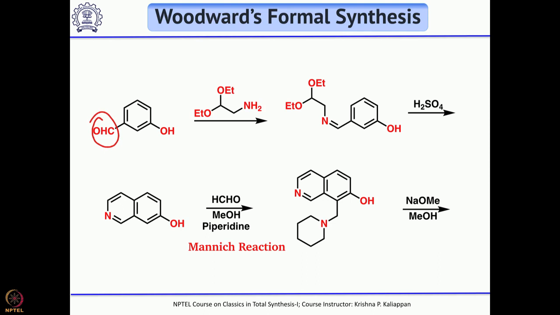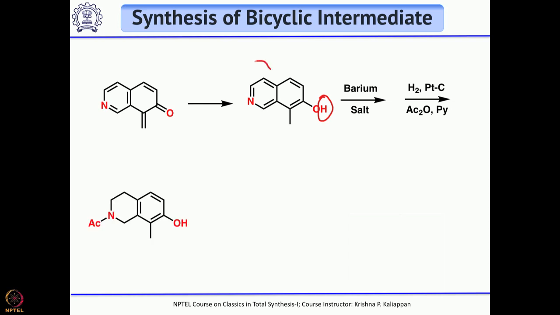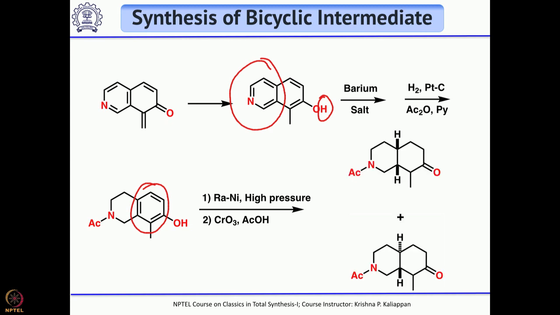Then you treat with sodium ethoxide and methanol, you get this, and that was converted into the corresponding methyl hydroxyisoquinoline. This on treatment with barium salt. So, basically you deprotonate the acidic phenolic proton, then you do the hydrogenation. When you do the hydrogenation, it takes place at the pyridine aromatic ring. Then you do the next step, that is high pressure hydrogenation of the phenolic aromatic ring, followed by oxidation of the hydroxyl group to the corresponding ketone using chromium trioxide and acetic acid.